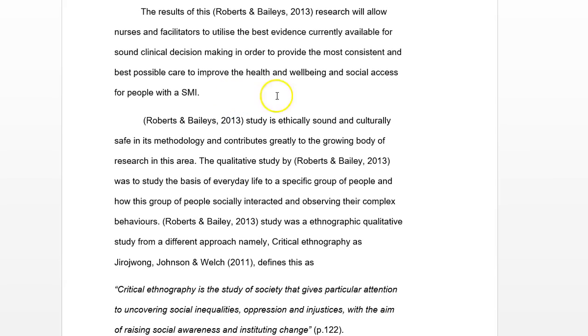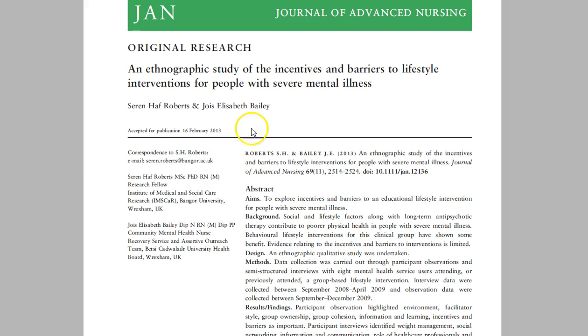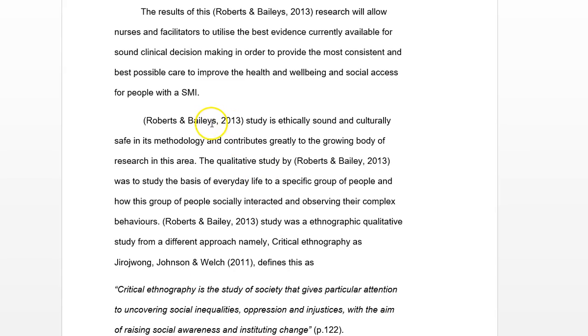Now, we've got some issues with how the referencing has been done here, and you'll note that. Here this would come out of brackets, and it would be Roberts and Bailey's, with an apostrophe on the Bailey's. Let's have a look here. So when you put your apostrophe there, then you're going to put 2013 in the brackets, and then you'll go on and say, study is ethically sound and culturally safe.